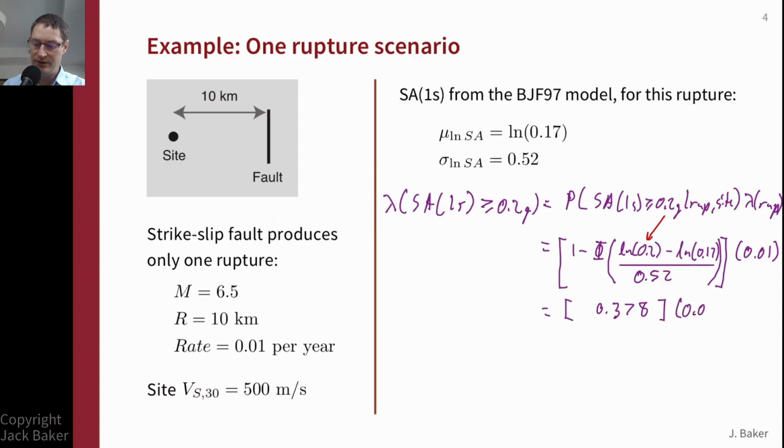Okay, and 0.01 is the rate of ruptures. All right, so we get 0.01 ruptures per year, and then about a third of them are going to cause an exceedance of 0.2 g, given the ground motion model, a little more than a third. So we put those two numbers together, and we get 0.00378 per year as our rate of exceeding 0.2 g. All right, so if I'm sitting at my site, I'm worried about 0.2 g, about 0.00378 per year that we're going to see an exceedance.